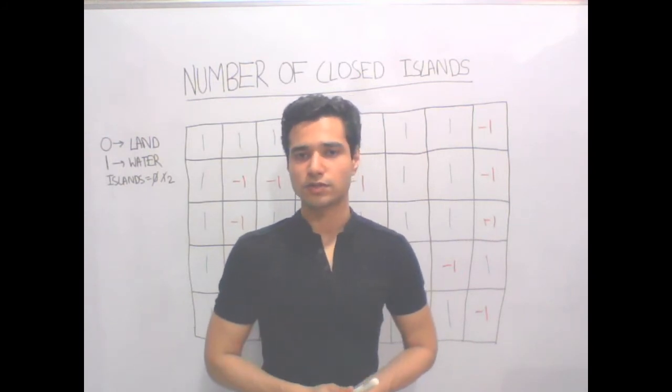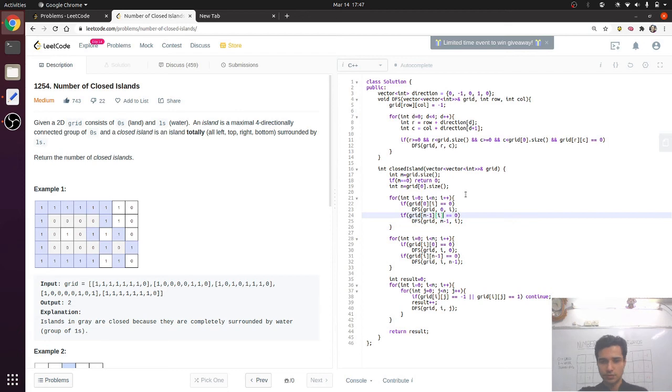Now let's code the solution. So this is the code. In this function a grid has been passed. Now we'll just traverse its edges. So this is the first row and all the columns. If any of it is 0, we will just do a DFS. Similarly for the last row, and we will do a DFS for the first column and all the rows, and the last column and all the rows.